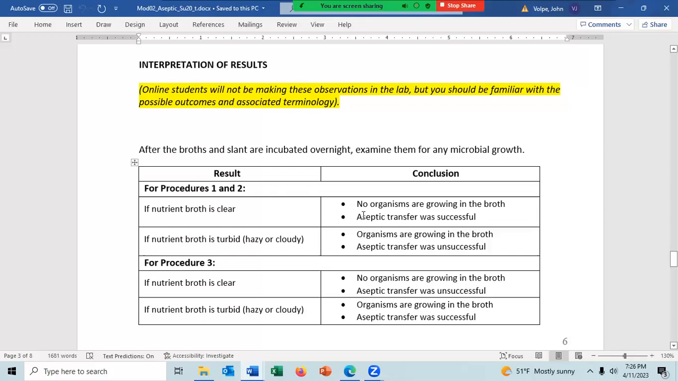So, for procedure 1, if the nutrient broth is clear, then no organisms are growing in the broth and aseptic transfer was successful. So that's the result. This is the conclusion. If the nutrient broth is turbid, meaning hazy or cloudy, organisms are growing in the broth and aseptic transfer was unsuccessful. So you use this table to determine your results and then make your conclusions. Any question about any of that?